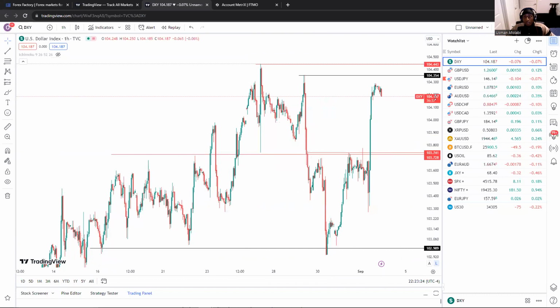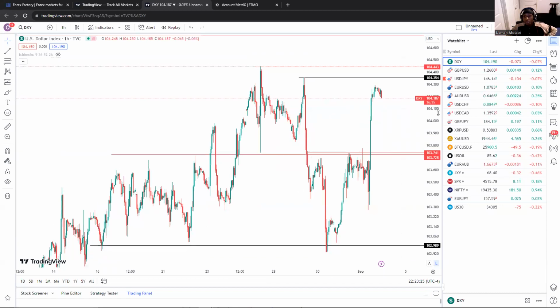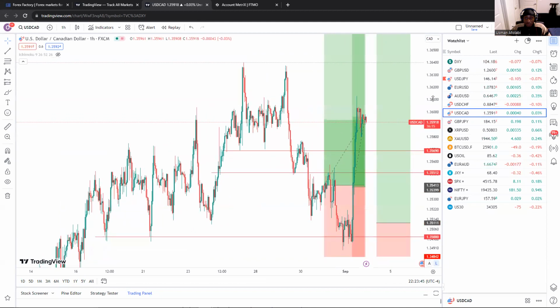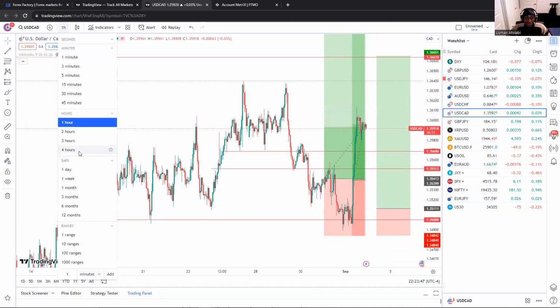Before I go ahead and update the charts, I'm going to give an update on some of the trades that I took last week, because I haven't done that. I was down about 2.5%. Right now I'm currently back at a little bit past break even. And the current trades that I am in, we can start off with USD CAD.